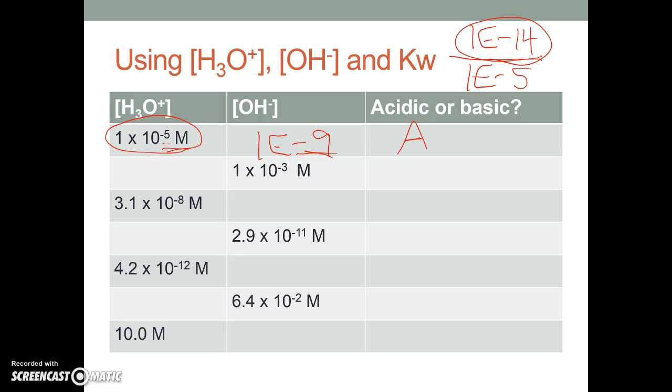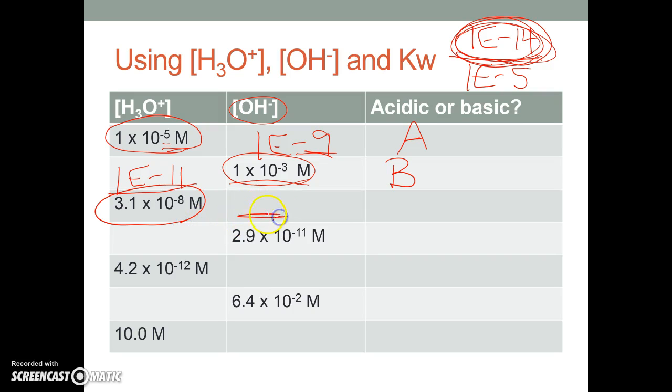The next one, again, we're going to take 1 times 10 to the negative 14th divided by 1 times 10 to the negative 3, and we're going to get 1 times 10 to the negative 11. That's a tiny number, and that's a tiny number, but it's bigger. So we've got more OH minus ion concentration, so it's basic. You can go on, again, using just 1 times 10 to the negative 14th divided by the number you're given to fill this in, and then look at the two numbers and see which one's greater. If something in this column is greater, it's an acid. If something in this column is greater, it's a base.